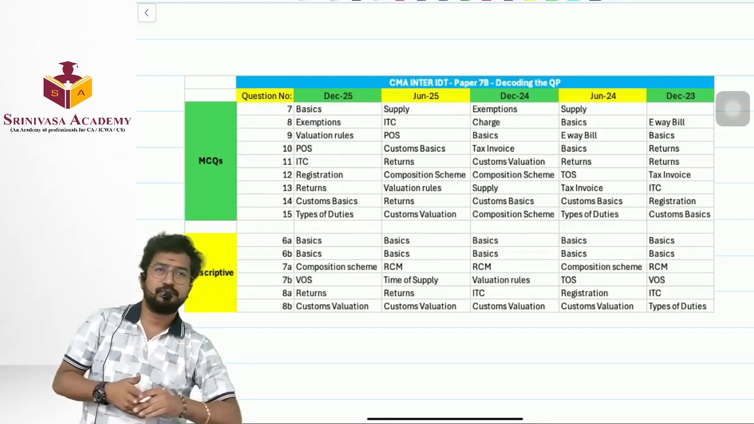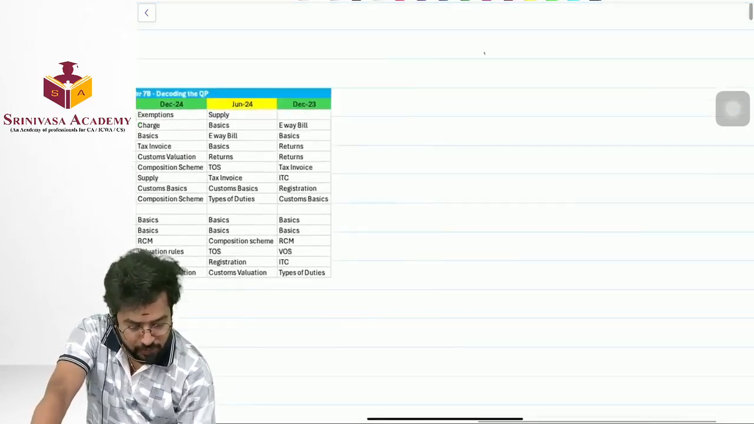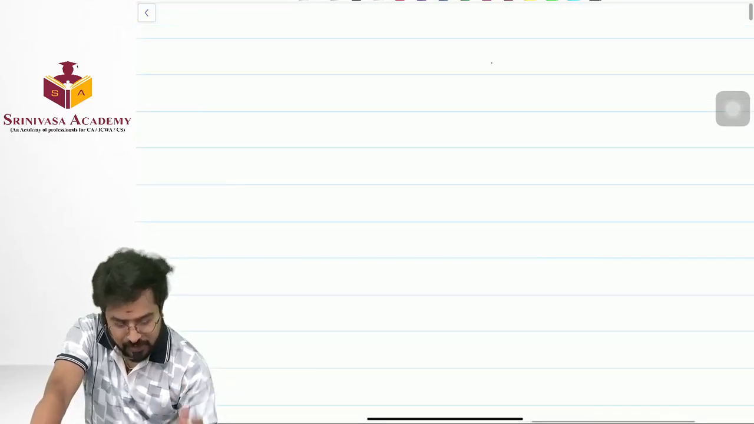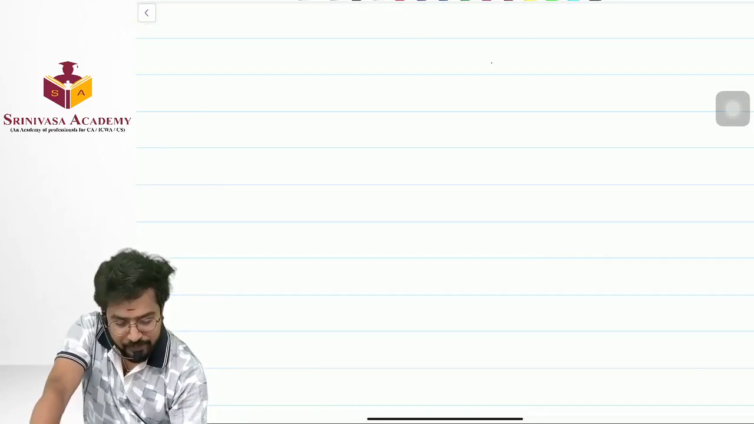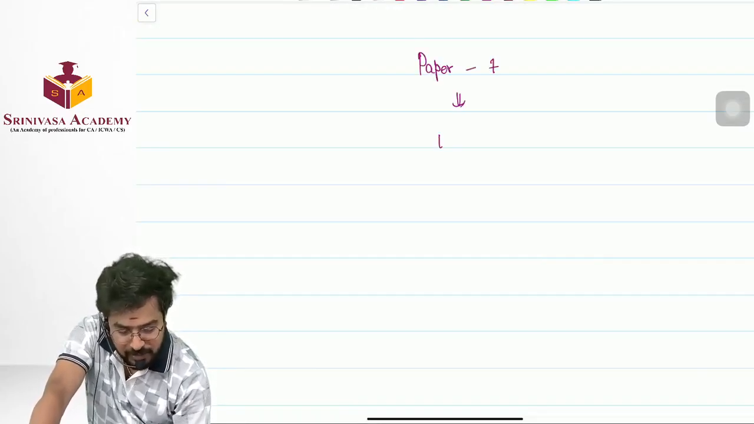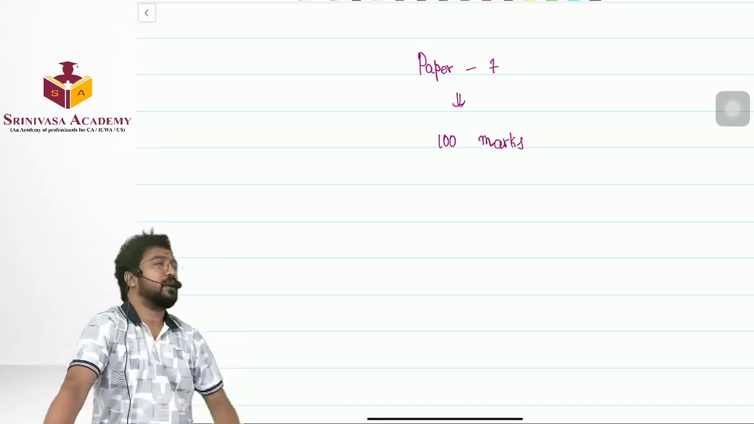Correct? So Paper 7. Now, if you remember the paper pattern, there is one crazy paper pattern for CMA Inter actually with respect to taxation. Paper 7, how many marks do you have? Have you seen the paper pattern?